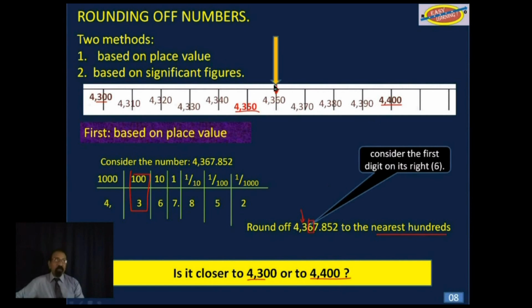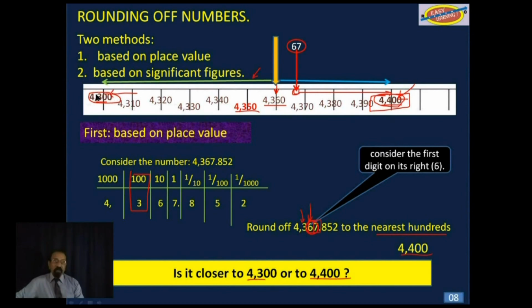So is it closer to 4,400 or 4,300? As you could see, that blue line is shorter than the green line here. So our answer will be 4,400. To reinforce that, if we consider the two digits to the right, now, remember I said all you need to consider is the first digit on the right of the position you are rounding off. But if we consider the two digits here, 67 is going to take us even closer to this end. So 67 would be somewhere here. That is now even closer to here than to there.